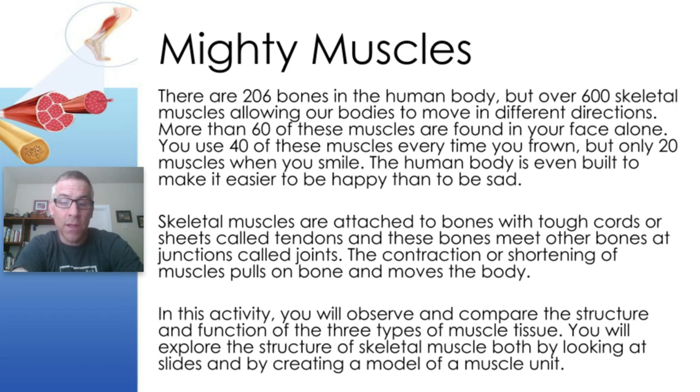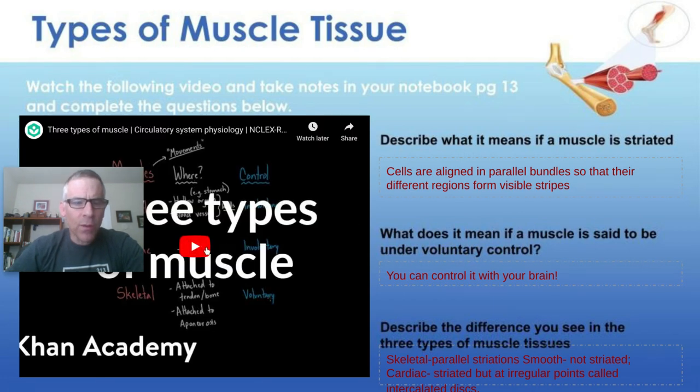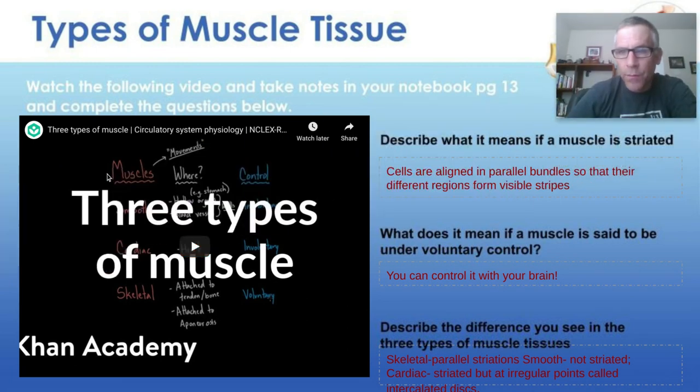In this activity, you will observe and compare the structure and function of the three types of muscle tissue. You'll explore the structure of skeletal muscle both by looking at slides and by creating a model of a muscle unit. We're actually not going to do that last part. We're not really in our lab to be doing those types of things, so we won't create a model for this. I'm not going to play this Khan Academy video, but it's a great supplement to go over the three types of muscle.